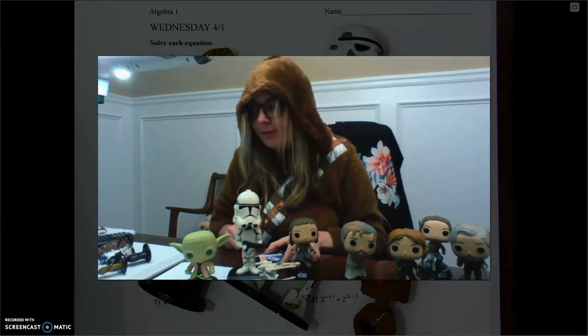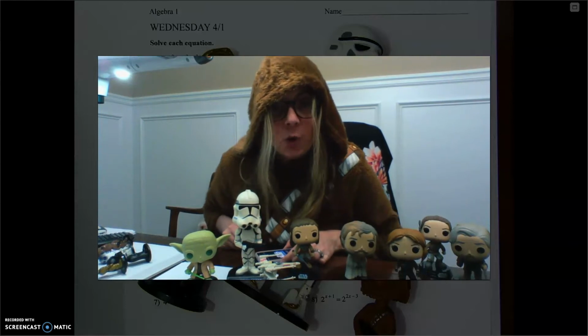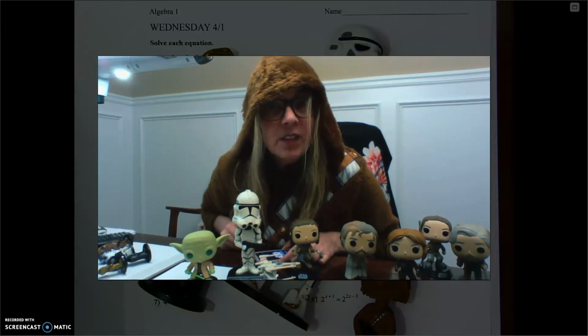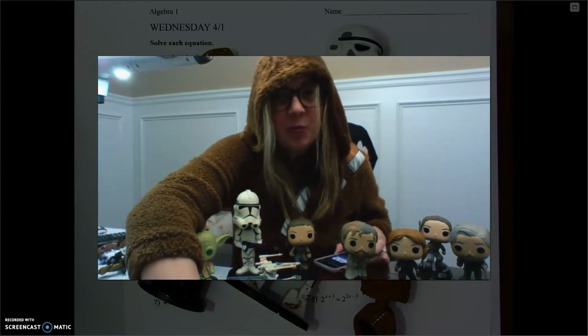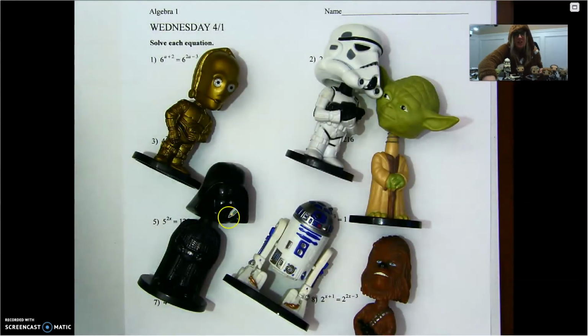So, we are now going to solve exponential functions. Woo! This is algebra after all, and it's all about solving, isn't it?